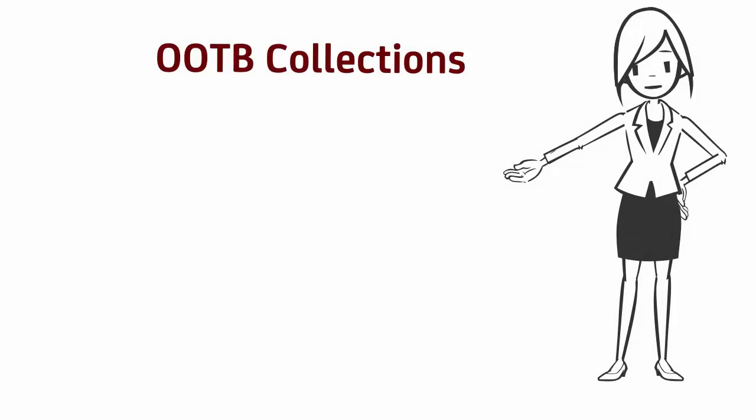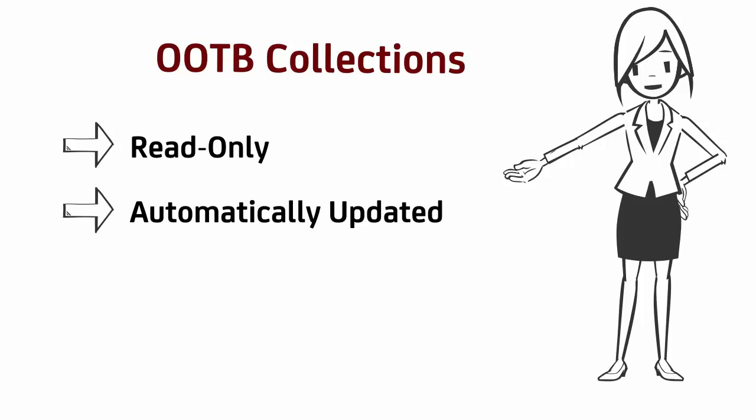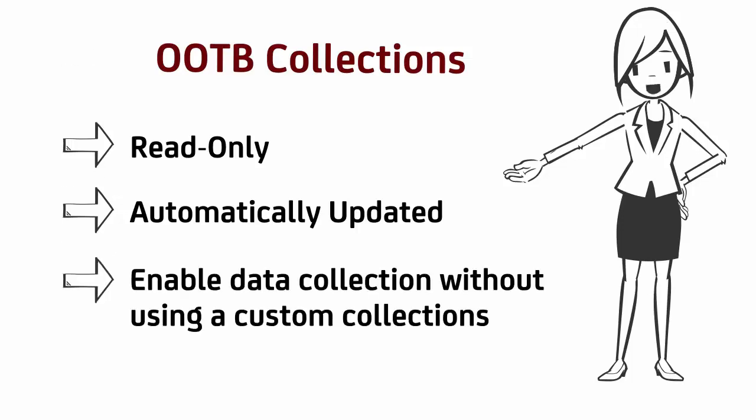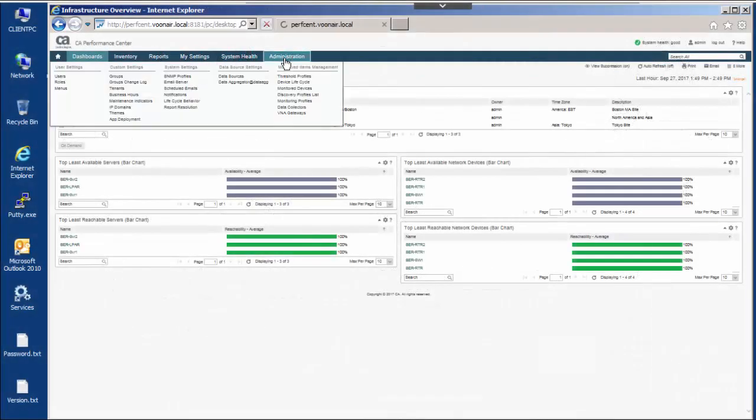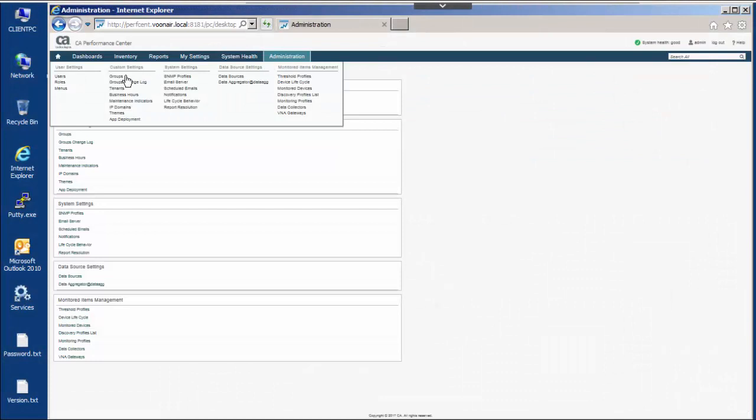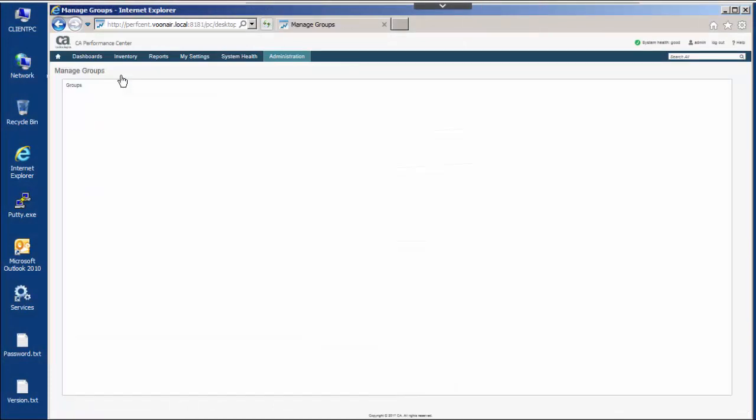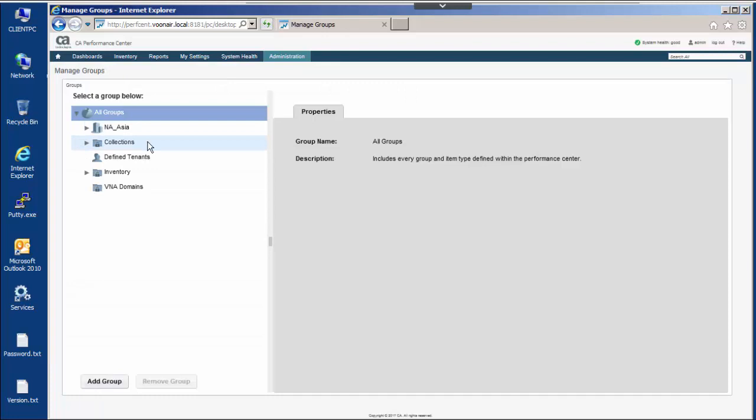The data aggregator comes with a set of out-of-the-box collections. The collections are read-only and are automatically updated as devices are added, deleted, or updated. The out-of-the-box DA collections are used in the shipped monitoring configuration of CA Performance Management to enable data collection without the need to create any custom collections. It is good practice to create custom collections when extending the shipped monitoring behavior. Custom collections are created in CA Performance Center and then synchronized down to the data aggregator.